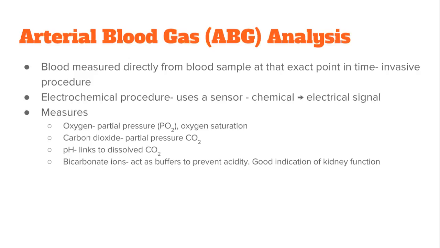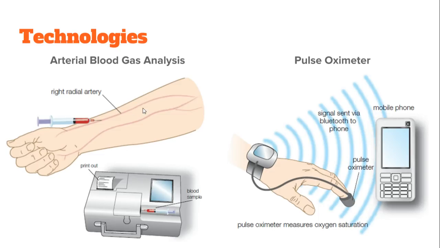Arterial blood gas analysis allows doctors and medical professionals to measure the concentration of oxygen and carbon dioxide from a blood sample, but it only allows that to be done at an exact point in time. It's quite an invasive procedure, so the blood has to be extracted from the body with a needle. It's an electrochemical procedure, so the sensor reads the chemical composition of the blood and then produces an electrical signal, which prints out a set of results, as we can see here from our technology. So it prints out an analysis of that blood that's been removed from the body via a needle.